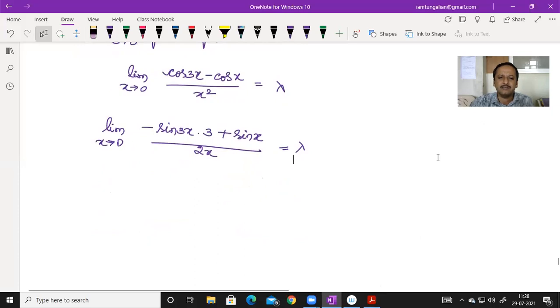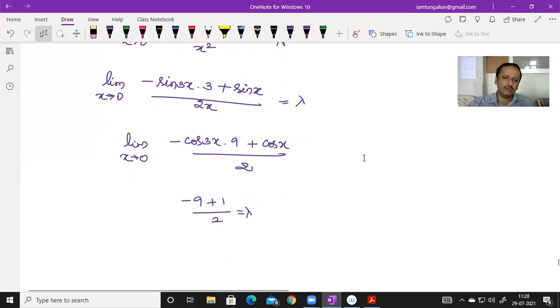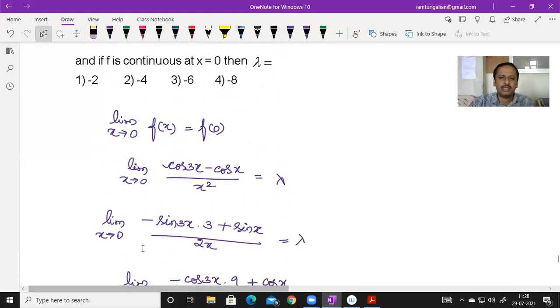Now, if you apply the limit, it is again becoming 0 by 0. You can either split this and get the answer or use L'Hospital's rule. I prefer L'Hospital's rule. So minus cos 3x into 3. 3 is already there, so together it will become 9, plus cos x, divided by 2. Apply the limit. We get (minus 9 plus 1) by 2 is equal to lambda. Minus 8 by 2, which means lambda is equal to minus 4. Lambda equal to minus 4, which is the second option.